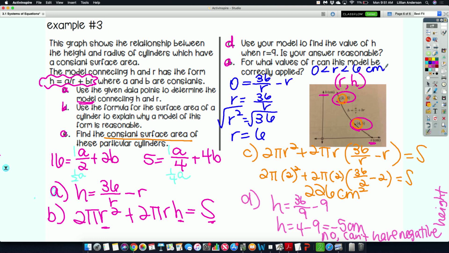Okay? So that is how we use technology to solve a system of equations. And this last example is a great example because it incorporates other things along with it. Okay?